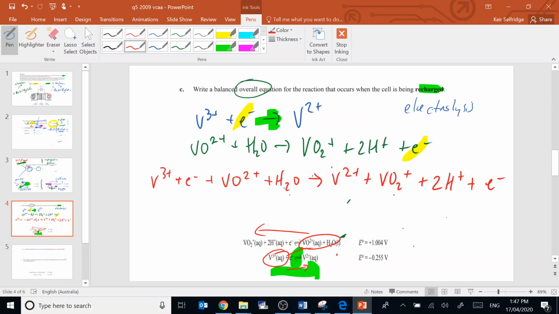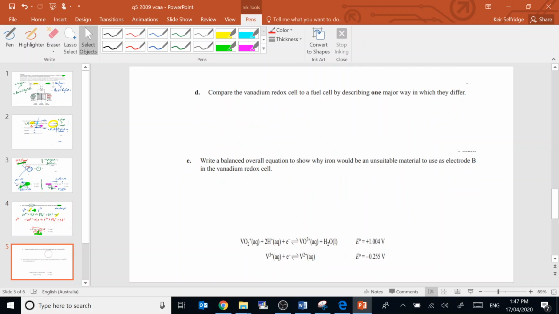We can now look to see if there's anything I can get rid of. Look for waters, look for hydrogens, look for that kind of thing. One thing that you have to make sure that is possible to cancel out is the electrons. So if we can cancel out the electrons, we've nailed it. So that's your overall equation. Let's go on to D.